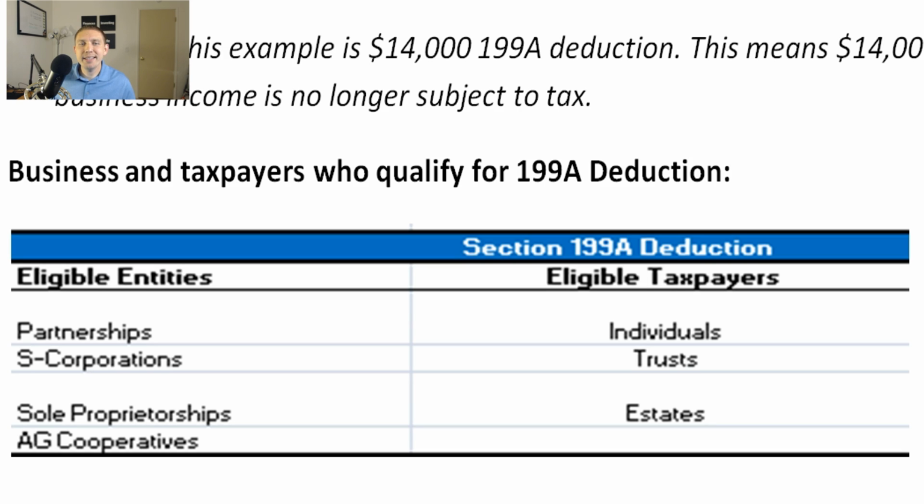So what businesses and taxpayers qualify for the 199A deduction? So we know that if you're a partnership, you're eligible. If you're an S corporation, you're eligible. Now, remember I said corporations are not able to take this deduction, but I meant C corporations. If you're an S corporation, which means you're a pass-through entity, then you are still allowed to take the deduction.